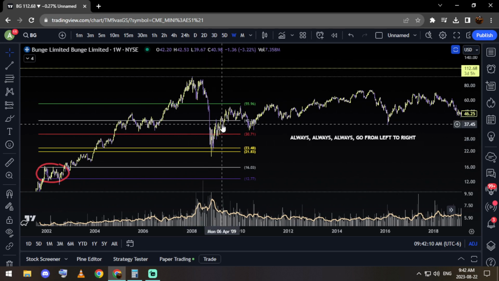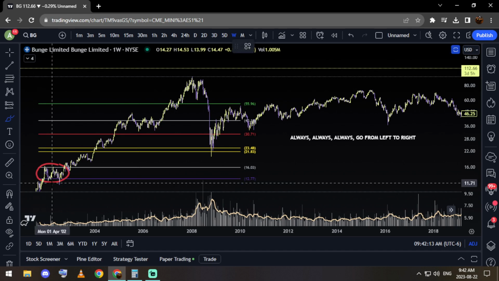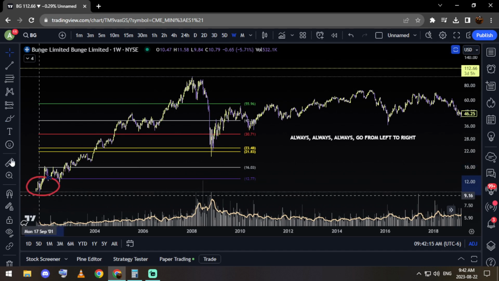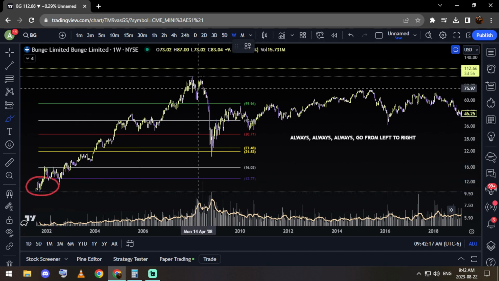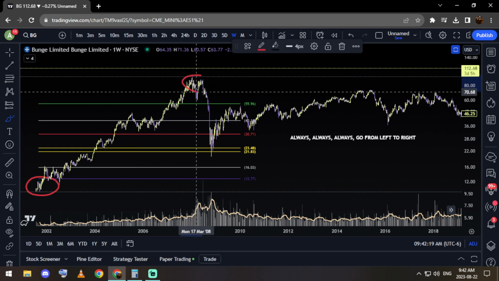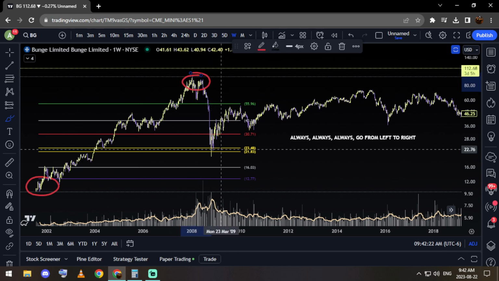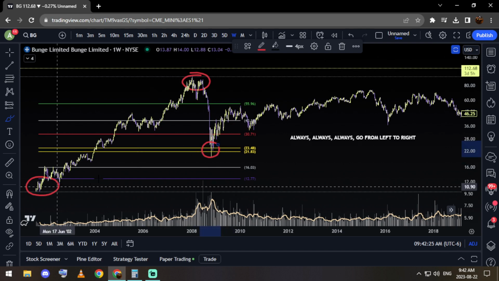All right, so when we just identify our trend, you obviously have your lowest low here, and now we have our high here. And then in the sell-off of 2008, we made what's called a higher low.